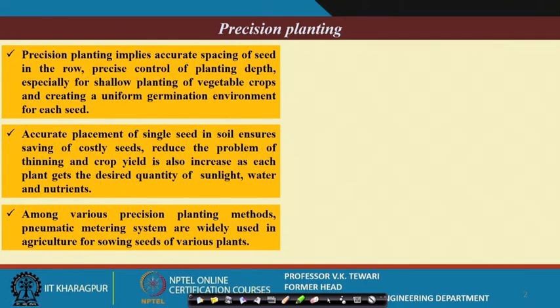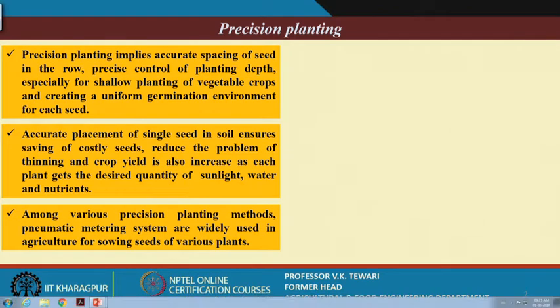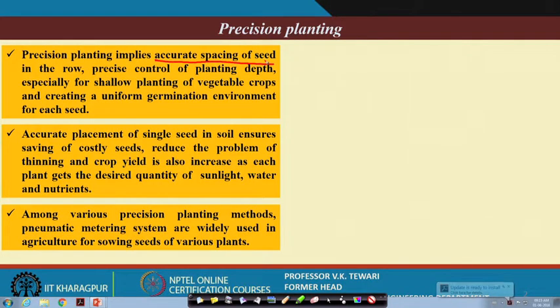Well, precision planting implies accurate spacing of seeds, very important, for planting of vegetable crops, and creating a uniform germination environment for each seed. This is very important. This is what we mean by precision planting.